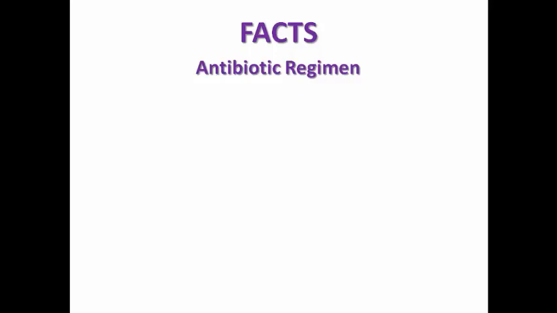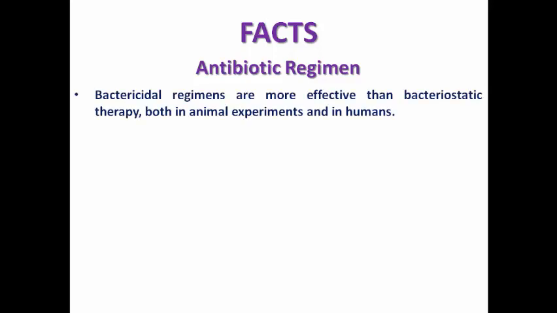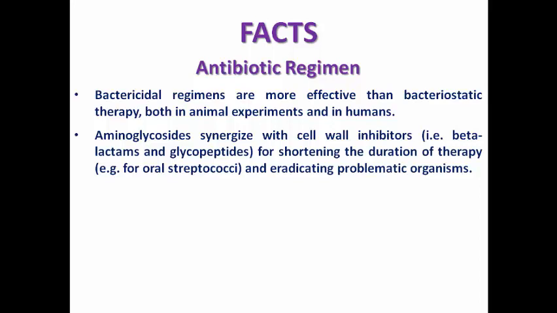First of all, regarding the antibiotic regimen, of course, bactericidal antibiotics are more effective than the bacteriostatic ones, both in animal experiments and in humans. Of course, the most famous antibiotic combinations are the aminoglycosides, which inhibit protein synthesis, and they synergize with the cell wall inhibitors. The famous examples for them are the beta-lactams like penicillins and cephalosporins, and also the glycopeptides like vancomycin, teicoplanin, and linezolid. They both shorten the duration of therapy for oral streptococci, for example, and eradicate any problematic organisms.